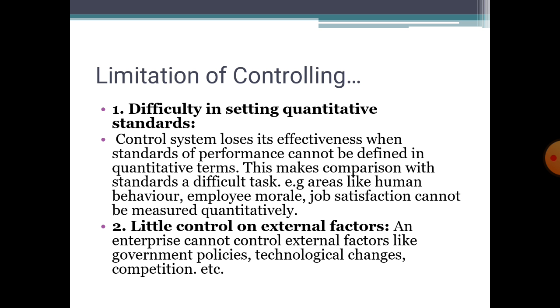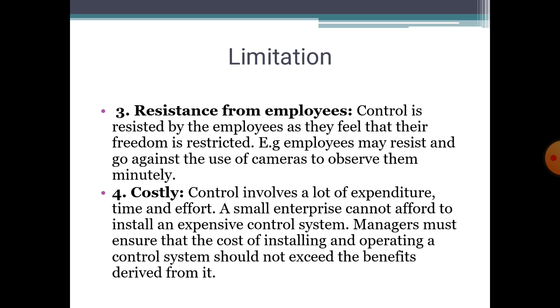The next one is little control over external factors. Enterprises cannot control external factors like government policies, technological changes, and competition. These cannot be controlled. These are limitations of controlling. The next point is resistance from employees. Control is resisted by employees as they feel their freedom is restricted. For example, employees may resist the use of cameras to observe them minutely. If they are doing anything, they feel it should not be observed. This is a kind of limitation.